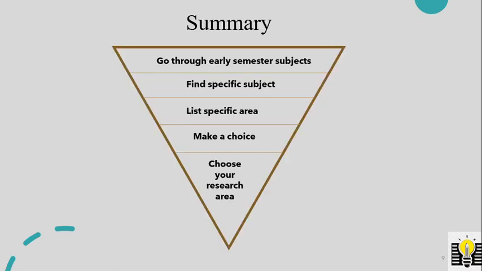This is a summary of this video. Initially we have to narrow down your findings, and then finally you can choose your research area. First of all, go through early semester subjects, then find a specific subject and list the specific areas. From that specific subject, you can list specific areas and make a choice. From that choice, you can choose your research area.